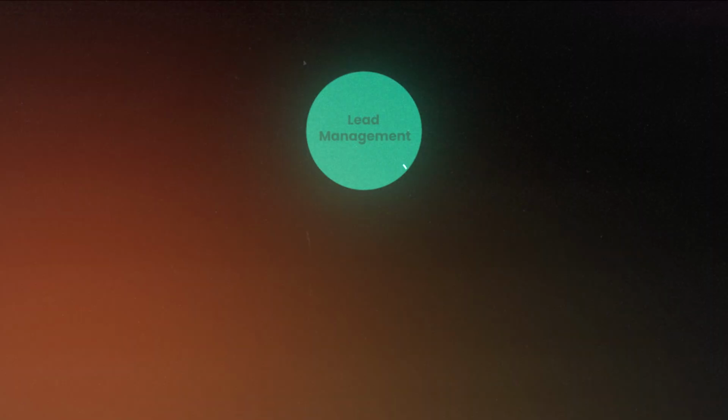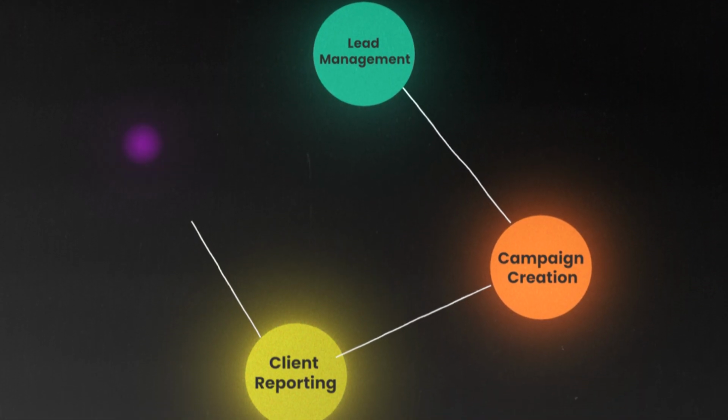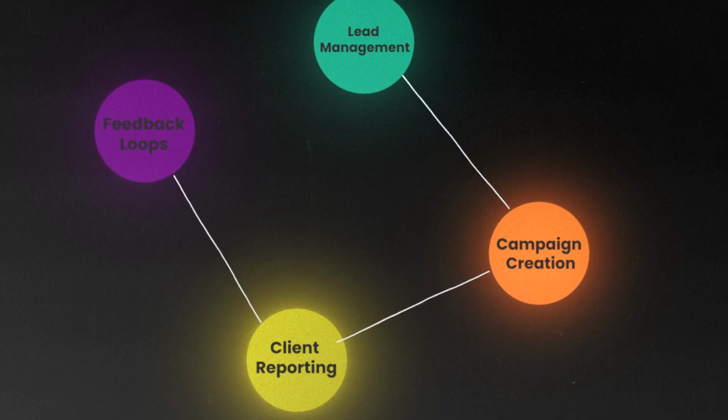Okay, so the first software that I'm going to talk about is Airtable. Airtable is like the backbone of my whole agency's operational system. Basically, everything that we do, from lead management to campaign creation to client reporting and feedback loops, it's all through Airtable. It's a very strong software. It's very customizable, and you can really do a lot.